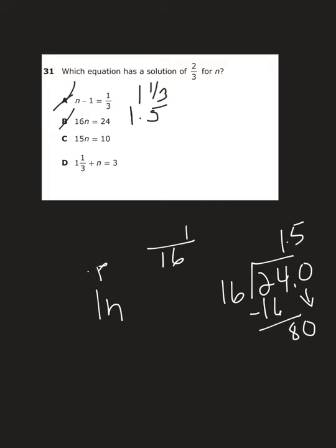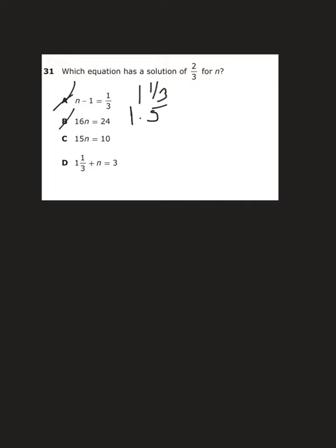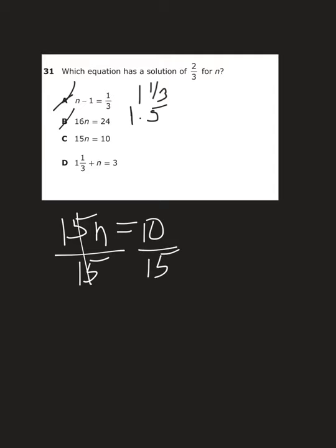Okay, so the next one is another multiplication problem. It's 15n equals 10. So same thing, we divide by 15 on both sides. By the way, I know this leaves 1 n, but n is already 1 n, so we don't have to put the 1. We can just leave it as n.